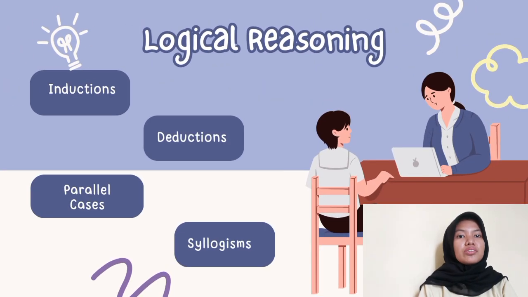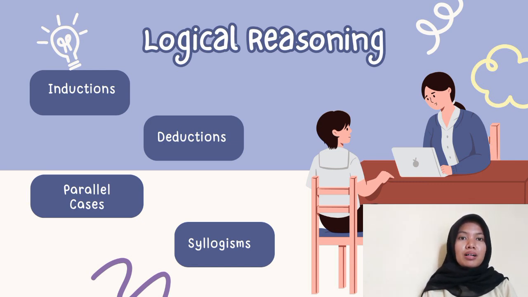Next is logical reasoning. Logical reasoning is the thinking process that helps us draw correct conclusions. There are different types of reasoning often used in argumentation. The first is induction, using specific facts to make general conclusions. For example, all the people I met in this city are friendly, so I think everyone in this city is friendly.